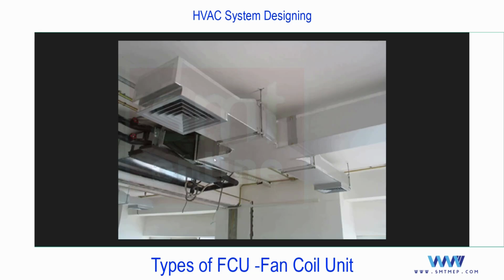For example, the capacity say 3 TR, and it's a big room. So in that case, we can use this duct for uniform distribution. So it's a ducted FCU.